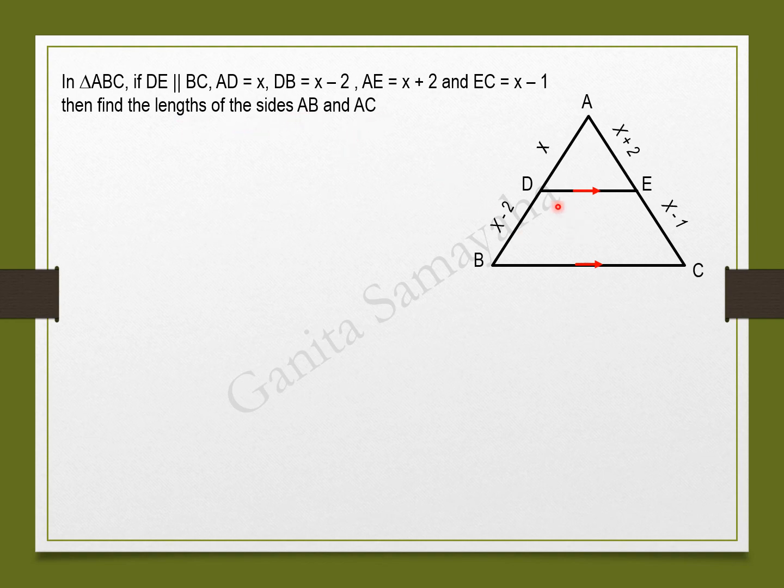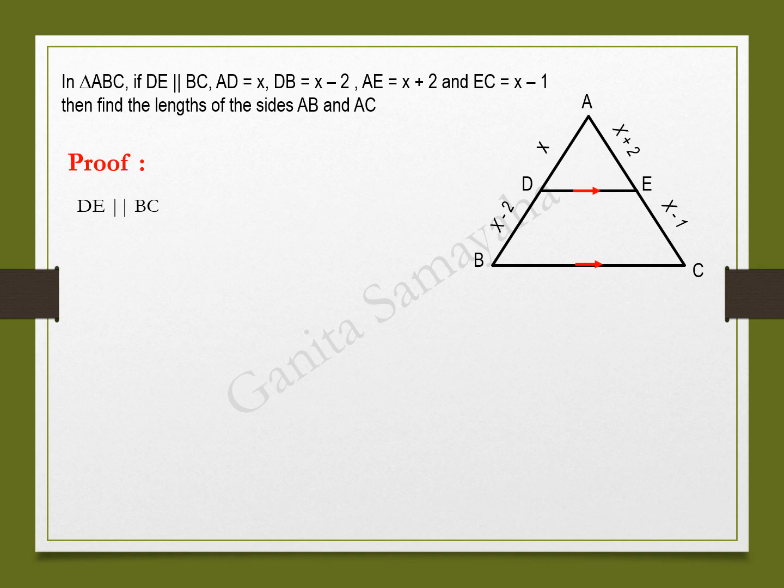So we have identified DE is parallel to BC. Once we identify that, what should we do? Write the proportionality. That's all. Very easy. BPT is making our work very simple. Identify which are the lines that are parallel and immediately write the proportionality. So what is the proportionality that you can write?